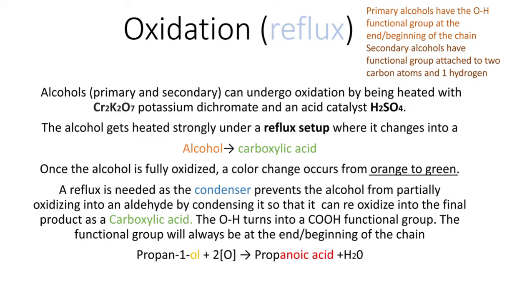By primary and secondary alcohols, I mean the position of the hydroxyl group attached to the alcohol. In primary alcohols, the hydroxyl group is attached to the end or the beginning of the chain, where the OH group is attached to one carbon atom and two hydrogen atoms, whereas in a secondary alcohol, the OH functional group is attached to two carbon atoms and one hydrogen atom. This determines the way they react and what they produce. But in this case, we are talking about alcohols that are primary and secondary.